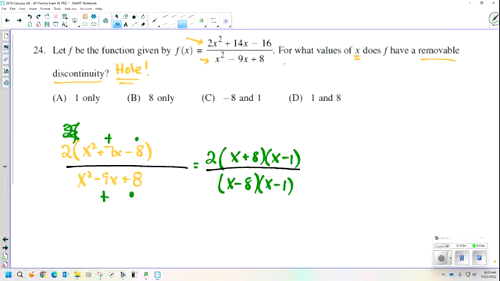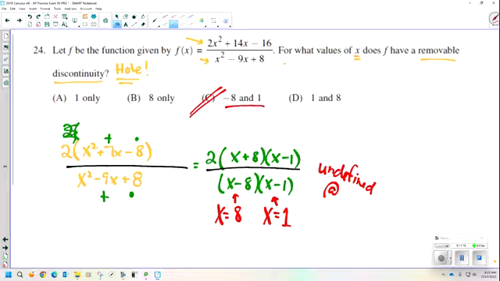Now, do not fall for the trap. This is undefined at x equals positive 8, because that would make that left parenthesis 0 in the denominator, and at x equals 1. However, this is not your answer, because you see what can happen? The x minus 1s can cancel. So pretty much this becomes non-existent.